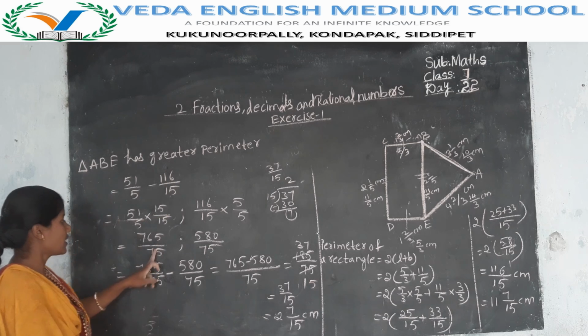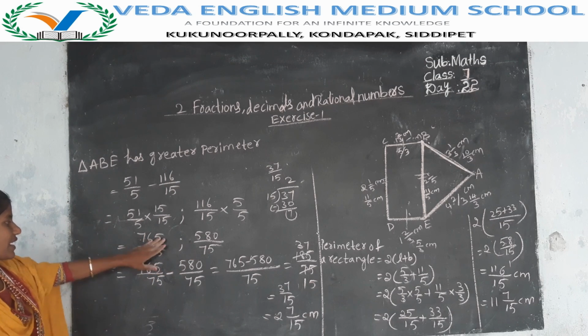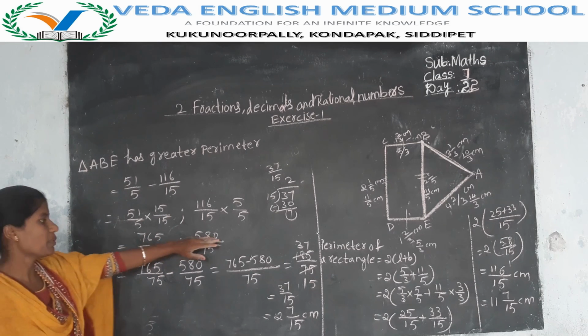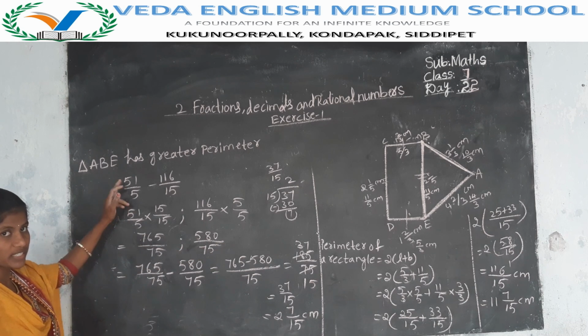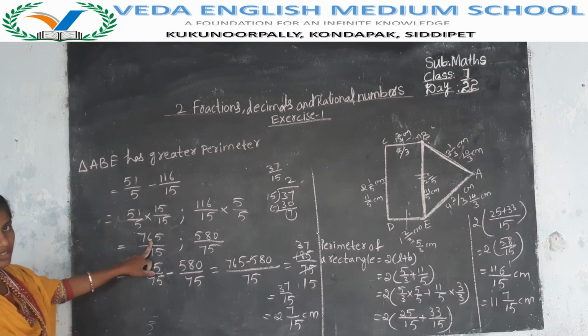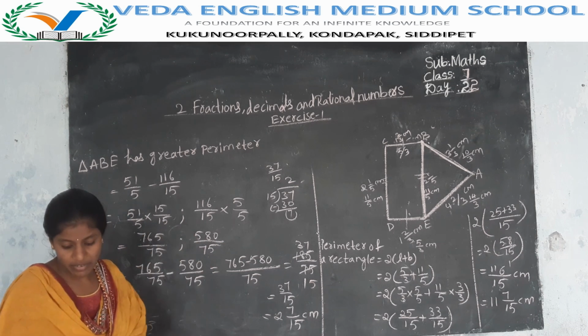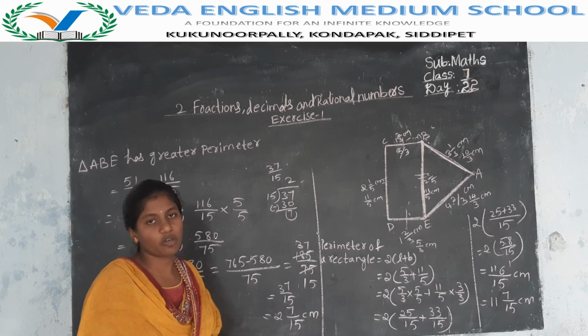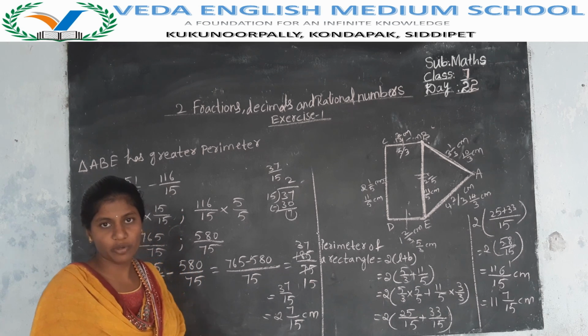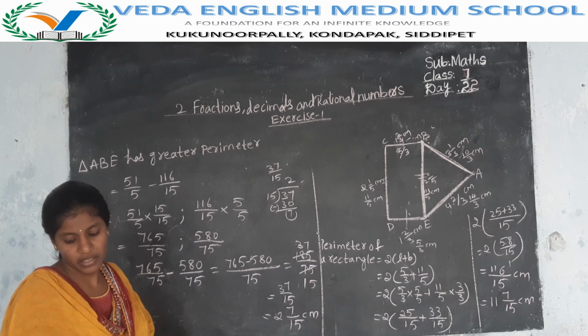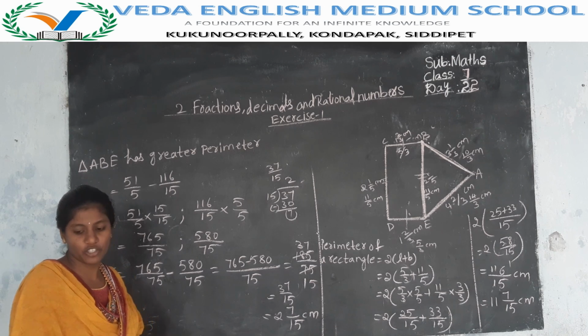Then the triangle has greater perimeter. When you compare these two, the triangle perimeter is 765 and the rectangle perimeter is 580, so just now I said the triangle has greater perimeter. So up to here, the 7th problem has been completed. Complete these two problems in your notebook and write in your notebook. If you have any doubts, ask me, I will explain. In the next class, we will learn about multiplication of fractions.